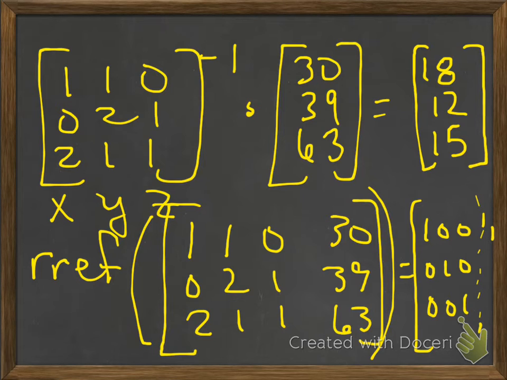You should end up seeing like this: 1, 0, 0, then the 18, 12. Like I said, I don't think I could squeeze it in, but it would end up being like there, 18, 12. Oh, I can squeeze. That's cool. It comes out 18, 12, and 15. So you would see that last column is the answers. So that's all you got to remember.